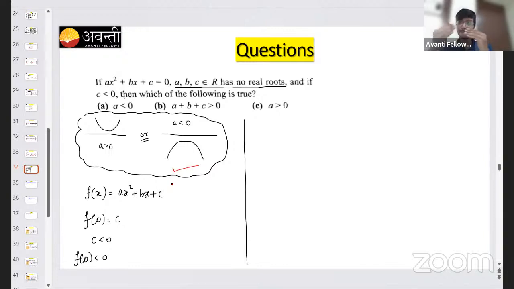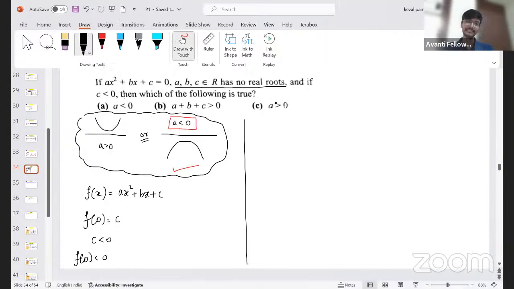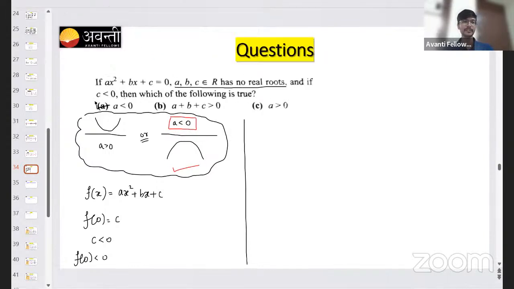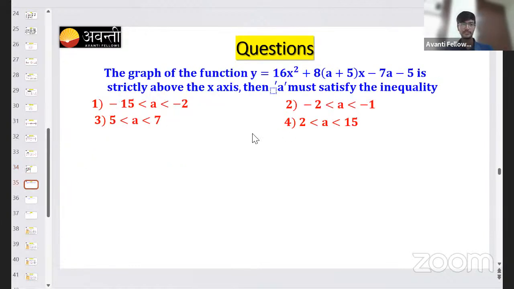That means the graph lies below the x-axis. And if the graph lies below the x-axis, then a is less than 0. And if a is less than 0, what is my option? It is option A. Option D disappeared. There are only three options left. It is option A. I hope you got it. Let me repeat once more. When x is put as 0, the functional value comes out negative. Functional value negative means the graph is below the x-axis, and if the graph is below the x-axis, this case cannot happen. It is this case. That means a is less than 0. That means option A. Let's look at the next question.